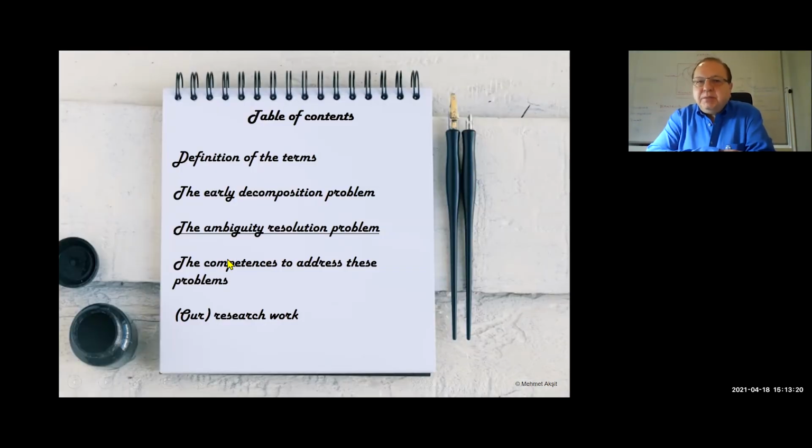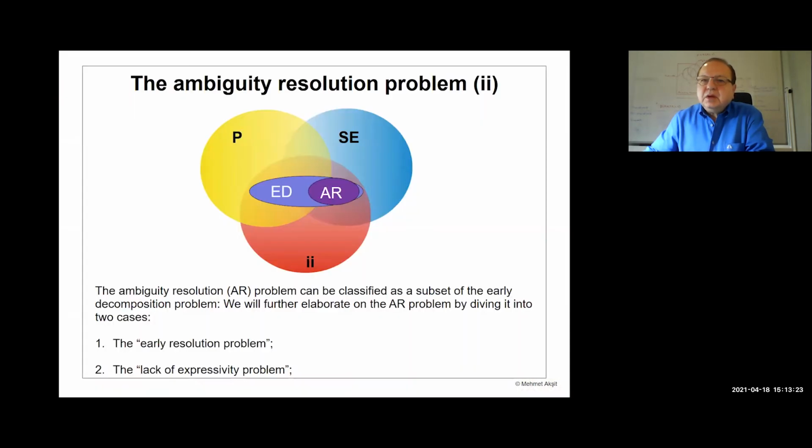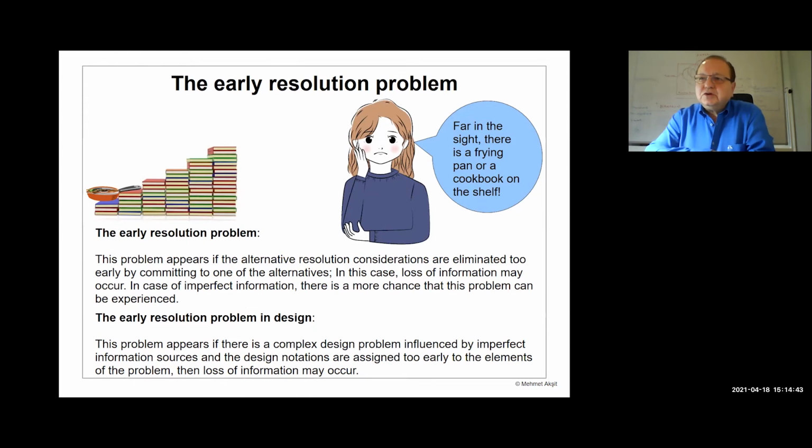Now I will present the ambiguity resolution problem. The ambiguity resolution problem, which is represented by AR here, is a subset of the early decomposition problem. The early decomposition problem is also a subset of the imperfect information problem. We will elaborate on the ambiguity resolution problem from two perspectives: the early resolution problem and the lack of expressivity problem.